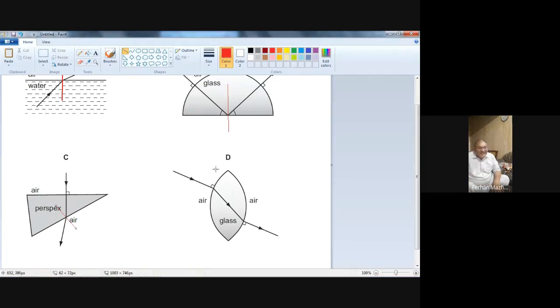You understand? Here, this thing is wrong. When the angle is 90 with the glass, the path of the light does not change. So this D diagram is wrong. And he asks you to pick the one which is showing the wrong path of the ray. So D is wrong.